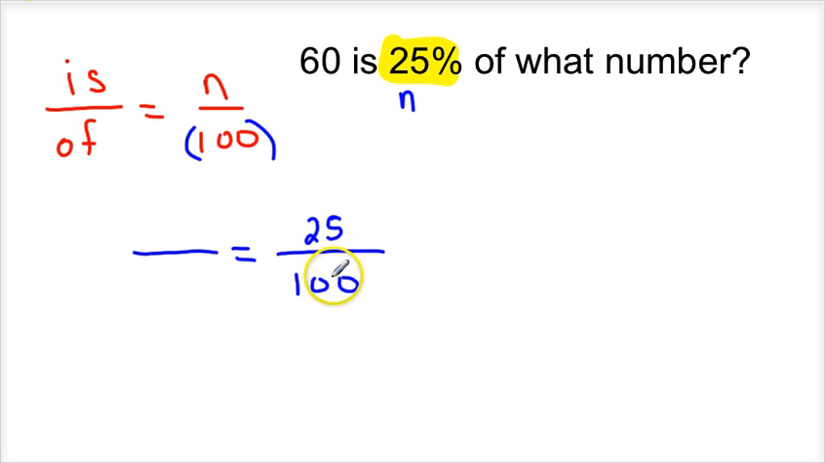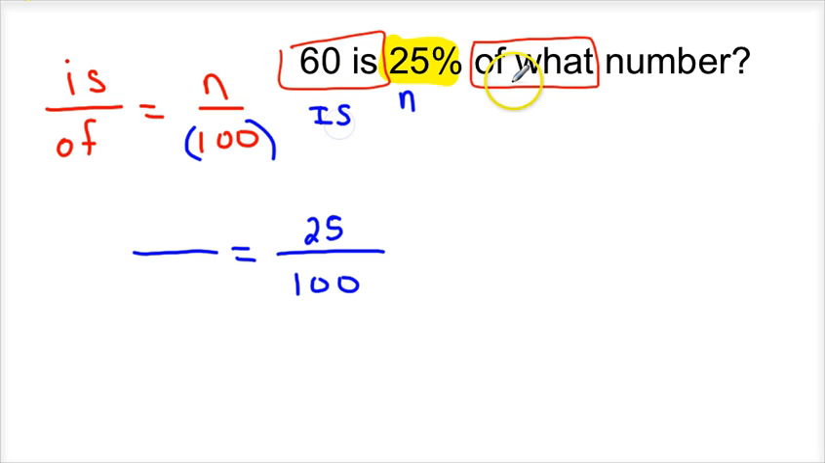Now I have to find out whether 60 represents the is or the of. It says 60 is 25% of what? 60 is, so this part is my is. Of what? That's what I'm looking for. I'm looking for the of, and I don't know what it's going to be. So 60 becomes my is, and that becomes my numerator.